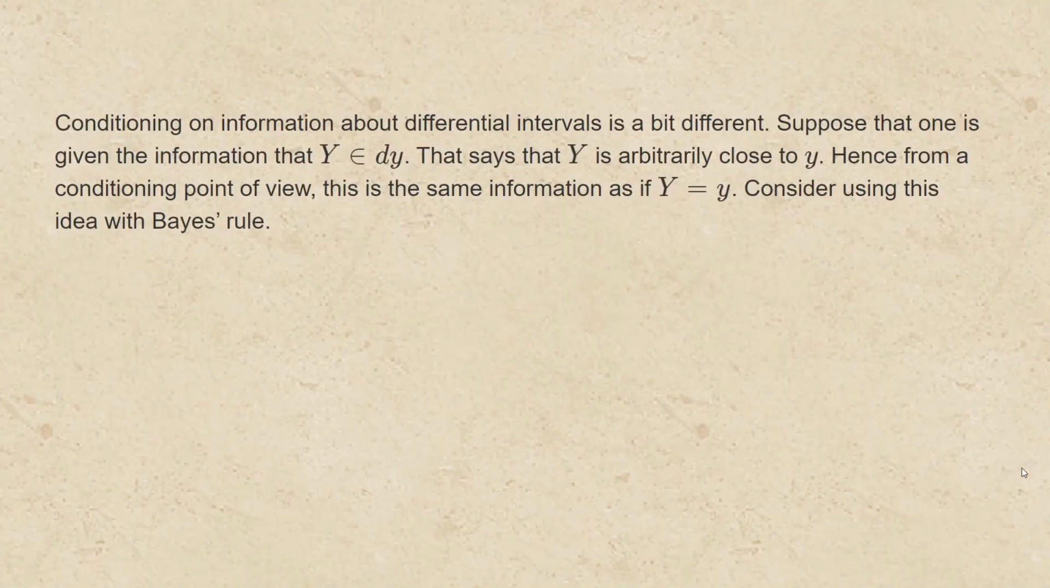Conditioning on information about differential intervals is a bit different. Suppose that one is given the information that Y is in the differential element around y. That says that the random variable Y is arbitrarily close to little y. Hence, from a conditioning point of view, this is the same information as if big Y equaled little y. Consider using this idea with Bayes' rule.